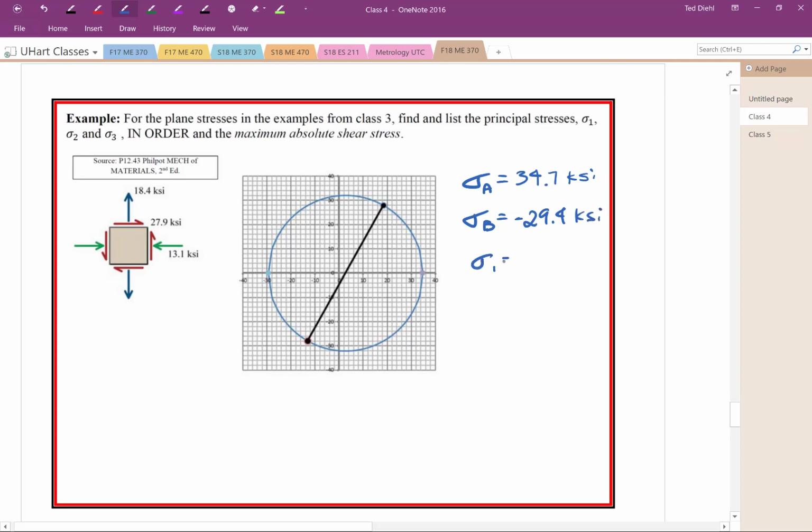Therefore, our sigma 1 is 34.7 KSI. Our sigma 2 is 0, and our sigma 3 is equal to negative 29.4 KSI, right?